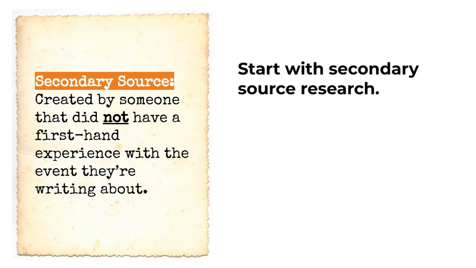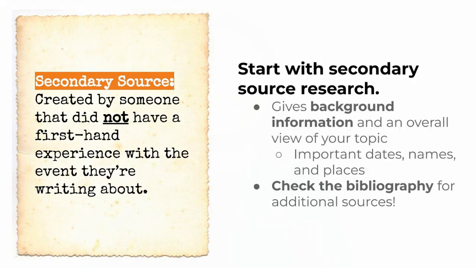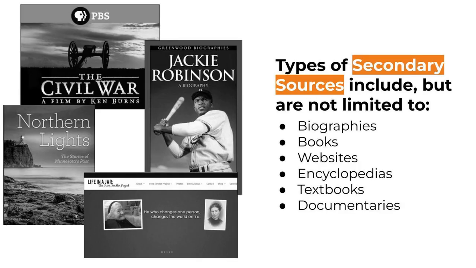Secondary sources are usually summaries or analyses that give you background information to learn what happened, the important dates, names, and places. These sources are often written by historians and might include books, biographies, websites, or documentaries.